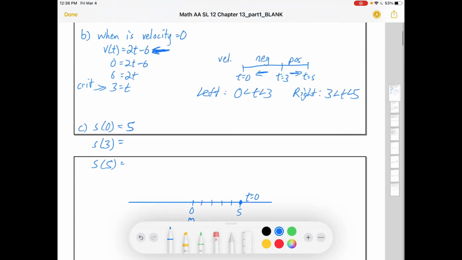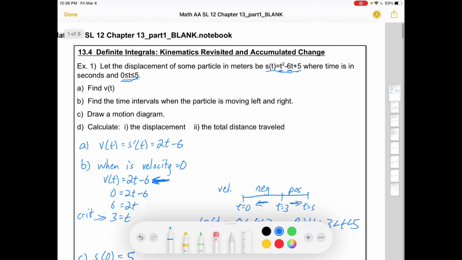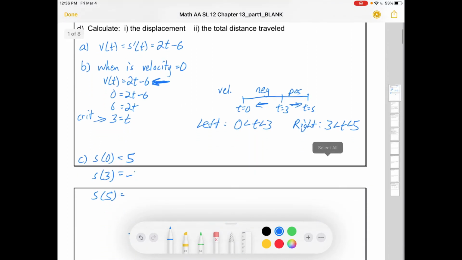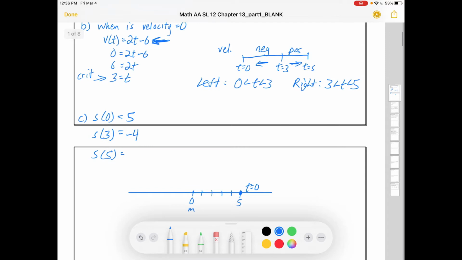When t is 3, let's figure out where it is. So I'd end up with 9 minus 6 times 3 plus 5. That would give me negative 4. So at 3 seconds, it's going to be back here at negative 4. So it would have traveled to the left. That's no surprise. I'm showing it kind of go up a little bit, but really it's just moving left and right. At t equals 3, that's where it is.